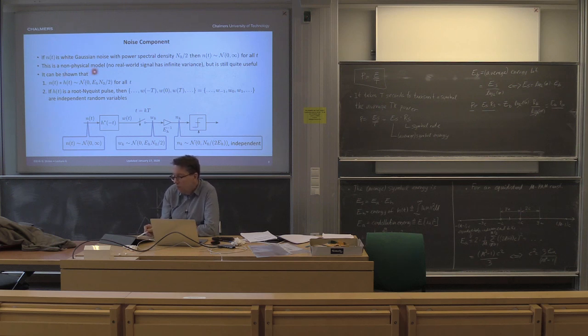It's a non-physical model. There is no real signal that has infinite variance. But anyway, it's quite a useful model, because it can be shown that if there were something like this, which doesn't exist, and we filter it, we get something which is well behaved. So we take the noise and filter it through a filter with impulse response H. Then if we sample that, we get a Gaussian random variable with 0 mean and a finite variance.